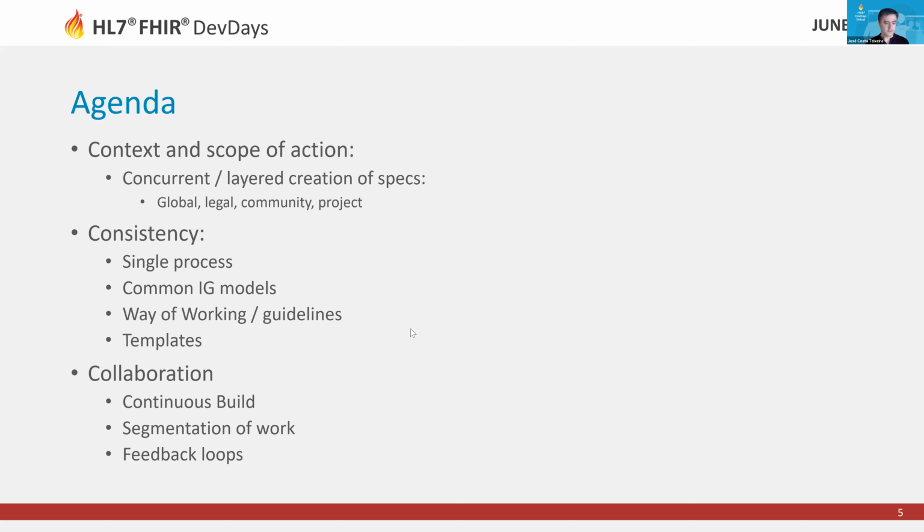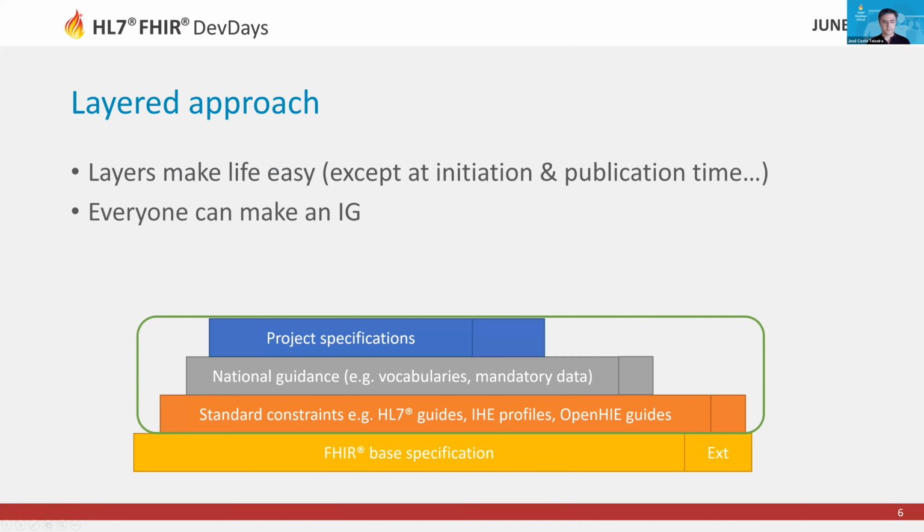And just to put us in the right scene, this is what I meant with the layered approach. There's the FHIR specification, which is common for everyone. No one can deviate from that. But then we have standard constraints that are even outside of Belgium. For example, we have the HL7 implementation guides. We have IHE profiles. We can have some OpenHIE guides or any other institution that provides implementation guides or guidance that we want to adopt.